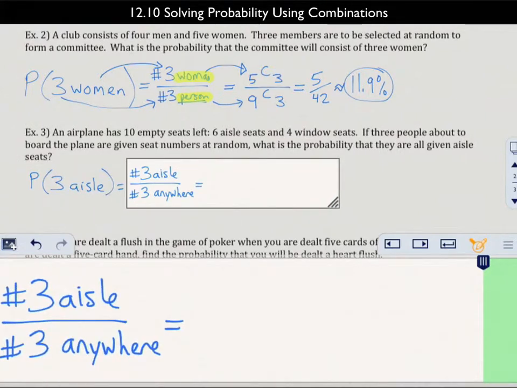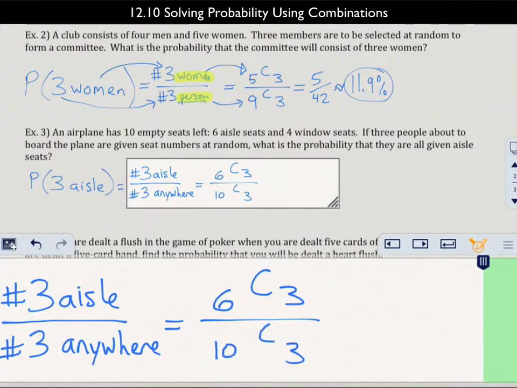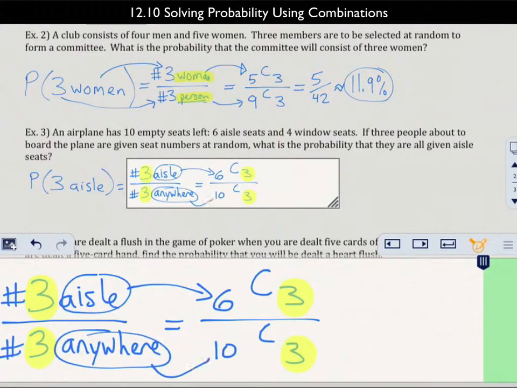Okay, so the number of 3 aisle seats out of 6, that's going to be 6C3, divided by the number of 3 anywhere. Well, there's a total of 10 seats, and we're choosing 3 of them. So again, the 3 is going to be our R in both cases. Where this gets a little bit tricky is when you're dealing with aisle, you have to take the total number of aisle here, and when you're dealing with anywhere, you take the total number of anywhere right here.